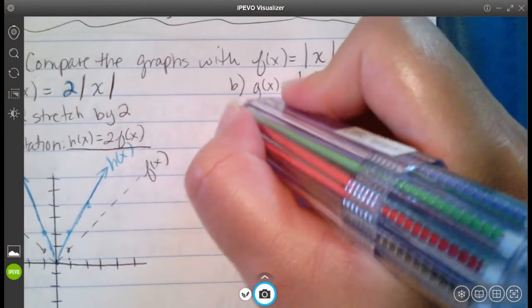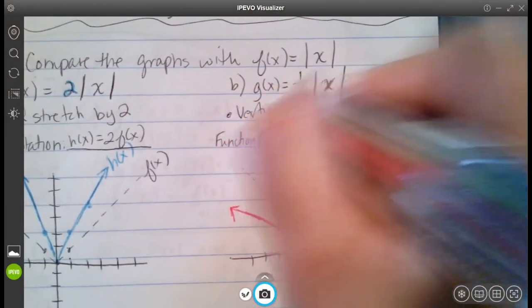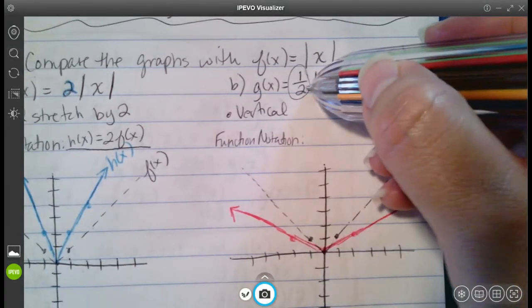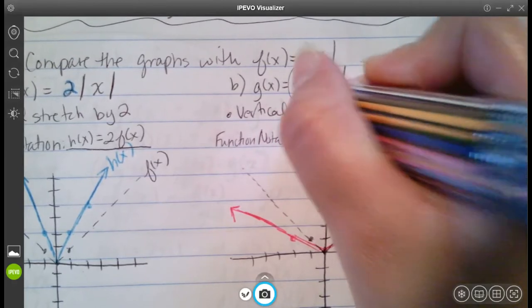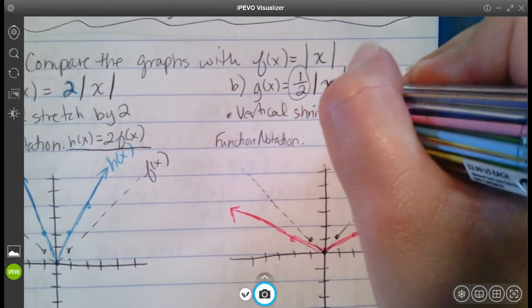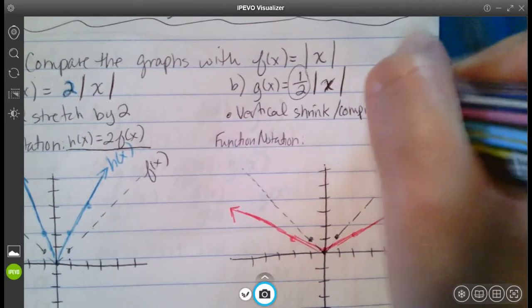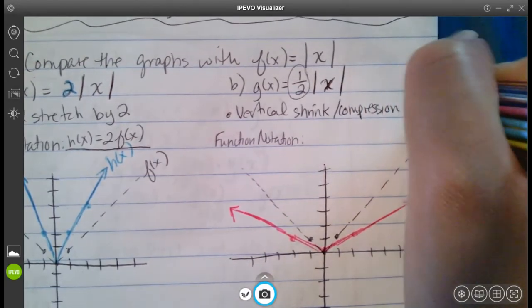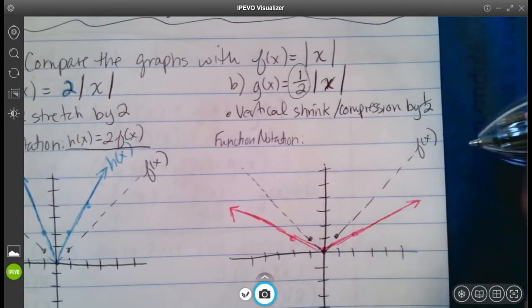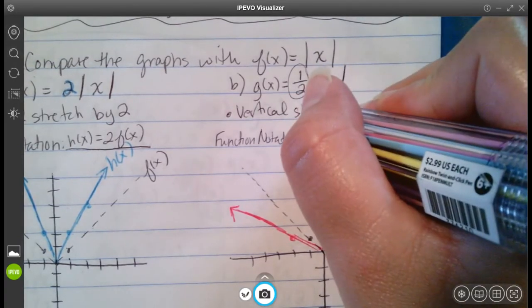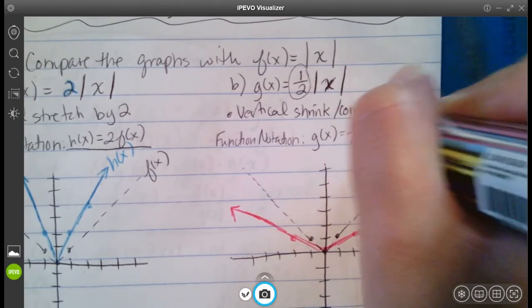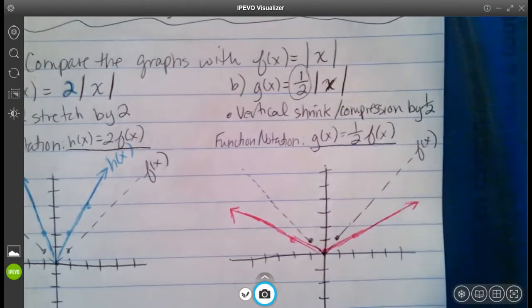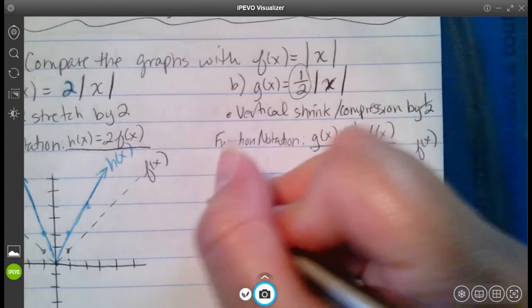So by definition, from what we wrote on the top, if this number here is between 0 and 1, which it is, you should have a vertical shrink or compression. If you prefer to use compression, you can, because I know that's what we mostly used last year, by 1/2. For our function notation, we would have g of x is equal to 1/2 times f of x. And that is pretty much it, guys, for that one.